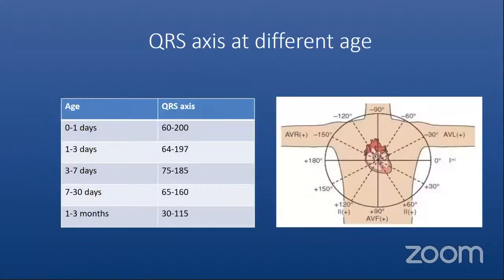So the QRS axis at different ages, which I've already mentioned before: during 0 to 1 days, basically it's from this area to that area. And then it just keeps moving as the child gets older. By the age of 1 to 3 months, it's anywhere between there to there. And then later on, it moves in that direction, basically up to that.